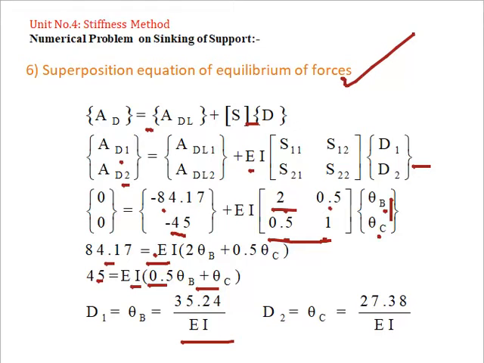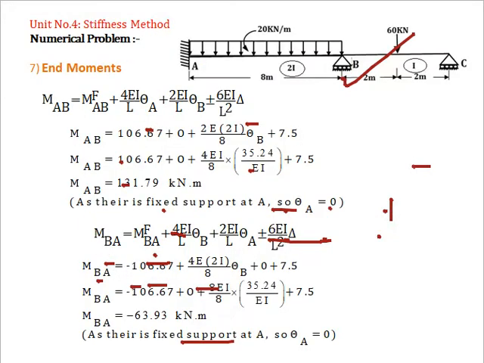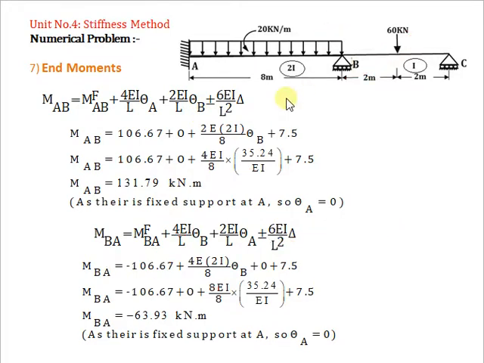After knowing this value, we have to calculate the end moment by using the slope deflection equation. So let's apply the slope deflection equation for span AB. MAB is equal to MFAB plus 4EI by L into theta A, plus 2EI by L into theta B, plus minus 6EI by L square into delta.